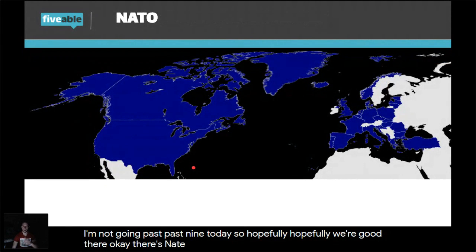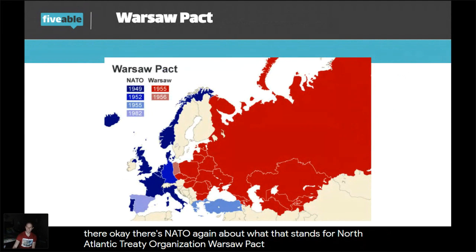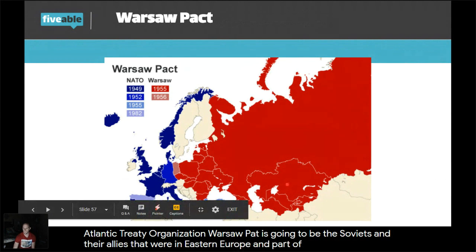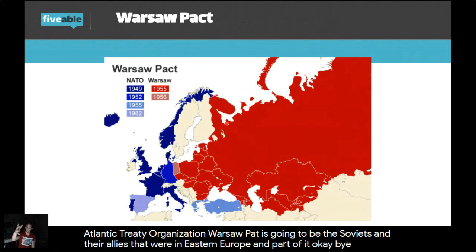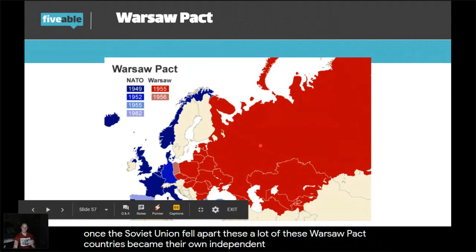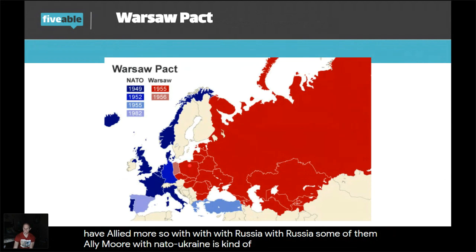There's NATO again. By the way, that stands for North Atlantic Treaty Organization. Warsaw Pact is going to be the Soviets and their allies that were in Eastern Europe and part of Central Asia. Okay. By the way, once the Soviet Union fell apart, a lot of these Warsaw Pact countries became their own independent countries. Some of them still kind of ally more so with Russia, some of them ally more with NATO. Ukraine is kind of a big example of that.